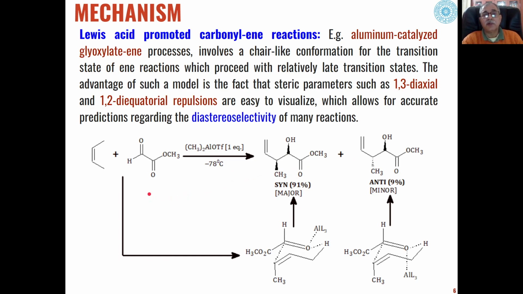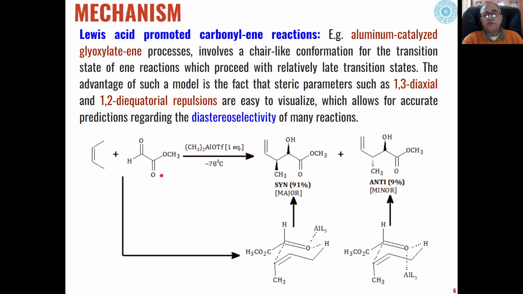Now this is one example of Lewis acid promoted carbonyl ene reactions. So here this is our ene and this is our enophile. These are catalyzed by aluminium-based Lewis acids. So this is an aluminium catalyzed glyoxylate ene reaction.